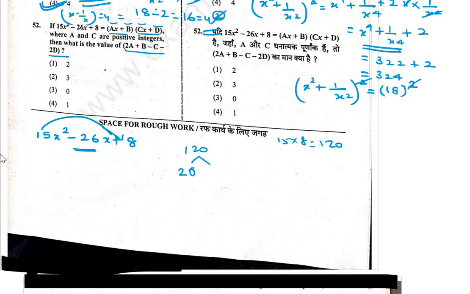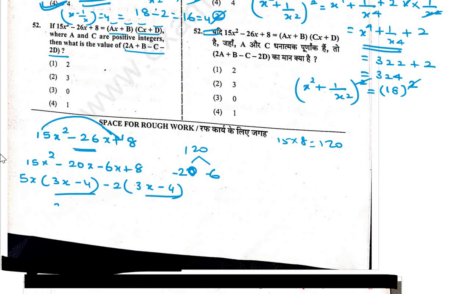So 20 into 6. 20 into 6 is 120, so minus 20, minus 6. So this can be split as 20x minus 6x plus 8. Take the common term: 5x is common here, 3x minus 4. Then 3x minus 4, so 3x is common in both the terms, 5x minus 2. So here it is our a, b, c, d.